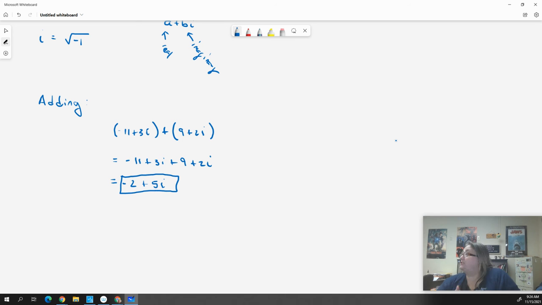But it combines just like before, right? We've done this before. Think of it like an x. The only time it doesn't behave like a variable, like it's x or y, is if we have an i squared or a square root of -1.